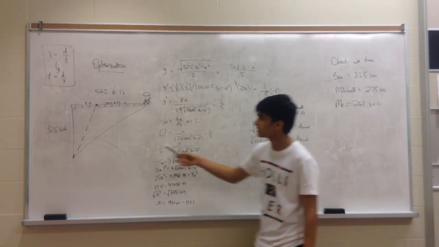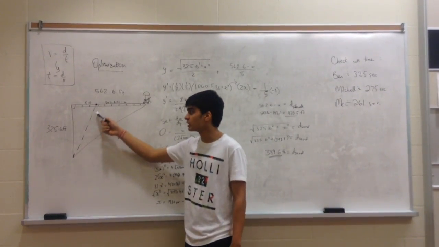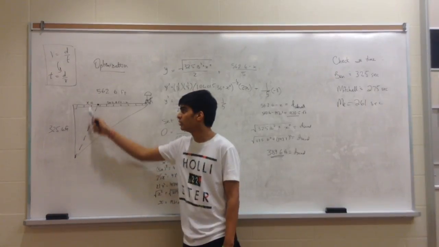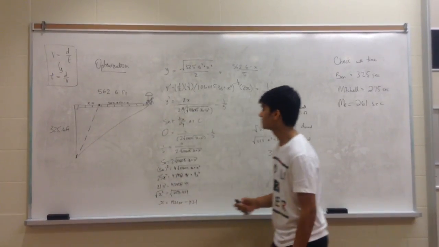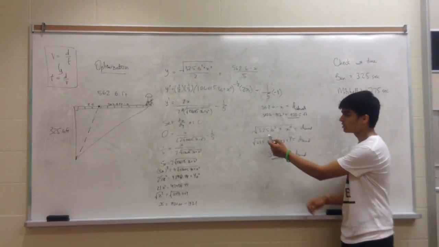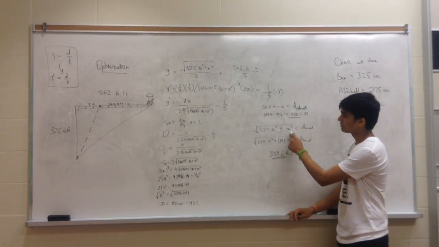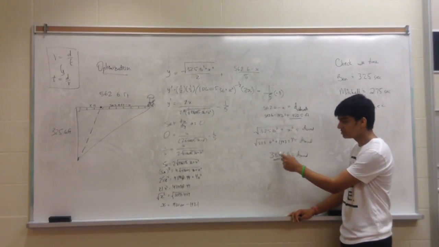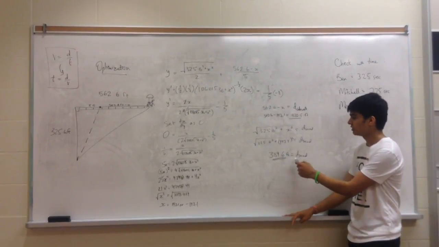And the second part that you can walk across the sand is going to be the hypotenuse of this smaller triangle with x and 325.6 feet. And so I used the Pythagorean theorem right here to get the value of the hypotenuse as 384.6 feet in the sand.